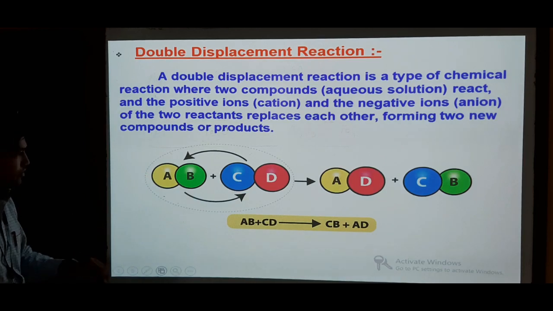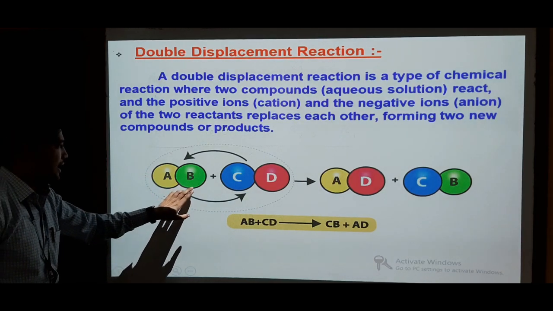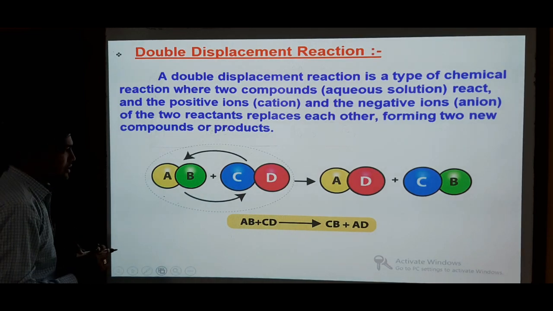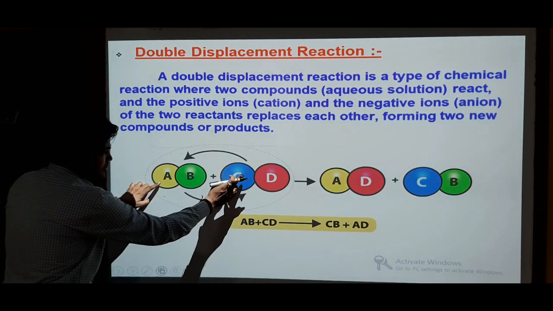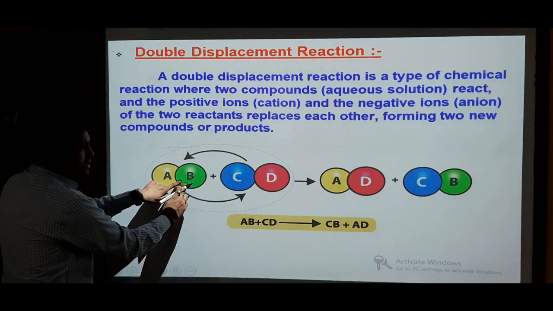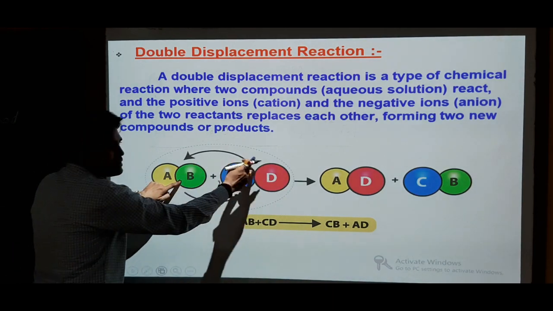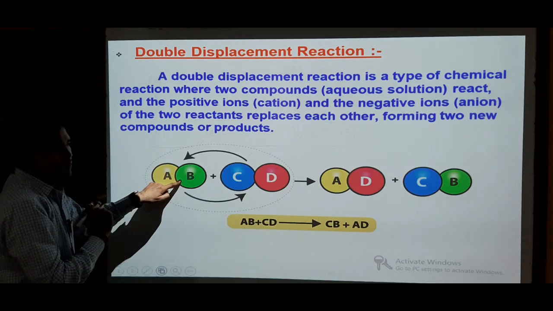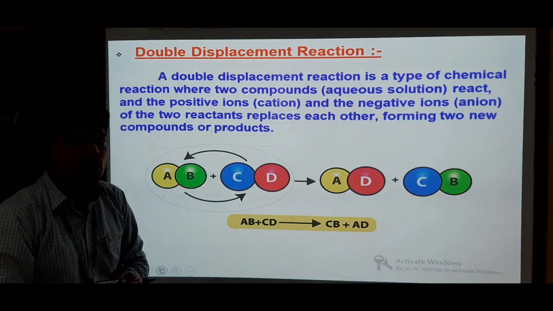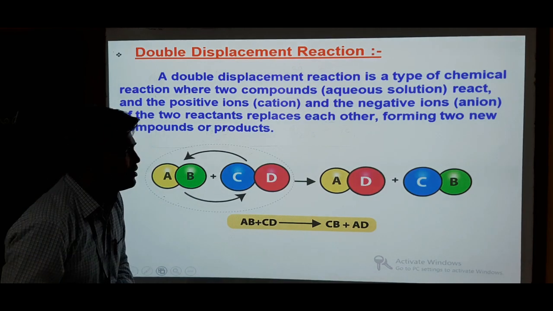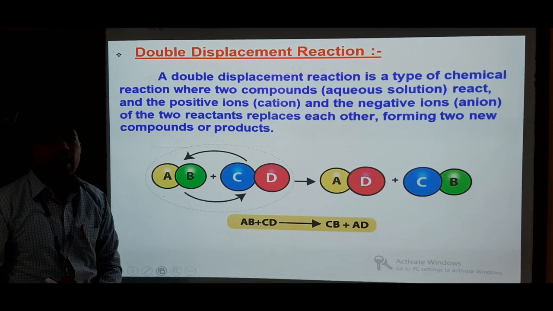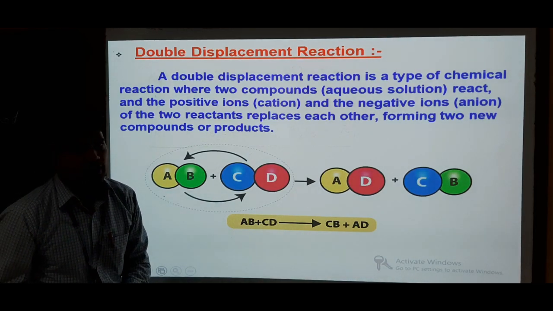Like we can see here, we have taken two compounds, AB and CD. What happens here is, if you see in this case, D is taking the place of B and B is taking the place of D. So two elements are exchanging themselves. Hence it is called a double displacement reaction. Double displacement reactions are also called precipitation reactions.